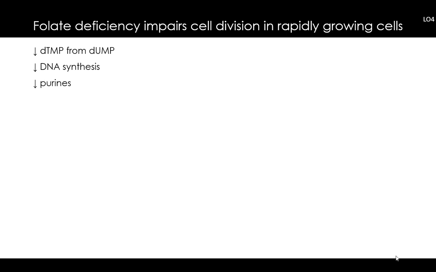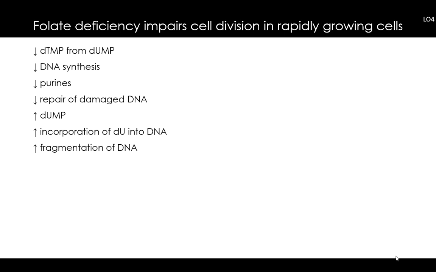As one might expect from the many roles of folates in metabolism, folate deficiency impairs cell division, particularly in rapidly growing cells, by inhibiting dTMP synthesis from dUMP, specifically inhibiting DNA synthesis. Folate deficiency also decreases purine synthesis. Decreased nucleotide levels also interfere with the repair of DNA damage. The inhibition of dTMP synthesis results in an increase in the intracellular levels of dUMP, and this increases the incorporation of deoxyuridine into DNA. Deoxyuridine is normally rapidly removed from DNA, but if it is not replaced due to a lack of thymidylate, it results in DNA fragmentation.